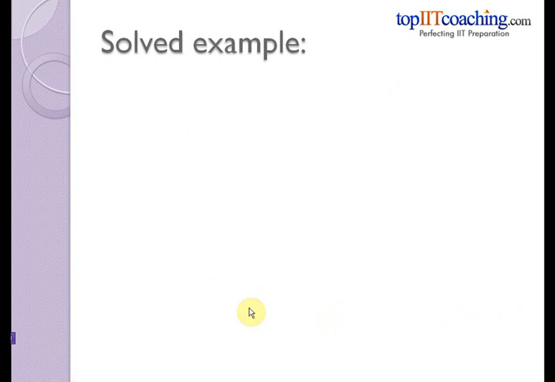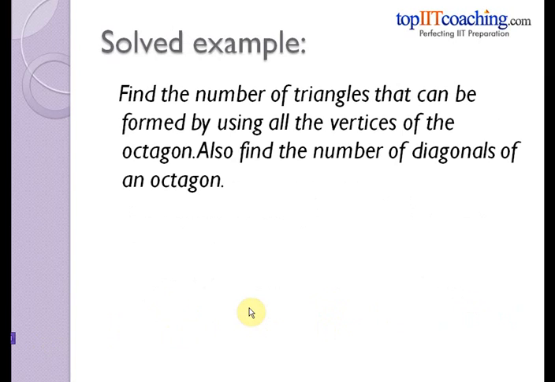Let's solve another problem. Find the number of triangles that can be formed by using all the vertices of the octagon. Also find the number of diagonals of an octagon. Here what we have to do is construct as many triangles as we can by using all the vertices of an octagon, and we have to find the number. And in the second part, we have to find the number of diagonals of an octagon. So how to do it? How to proceed? Let's look at an octagon.